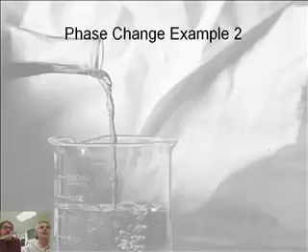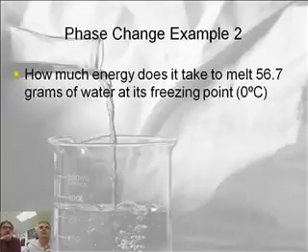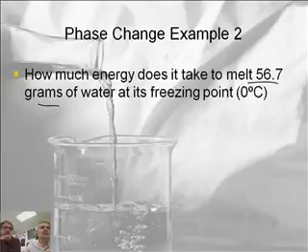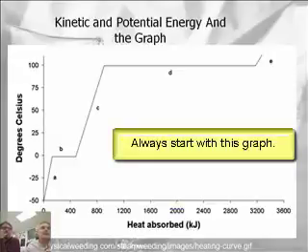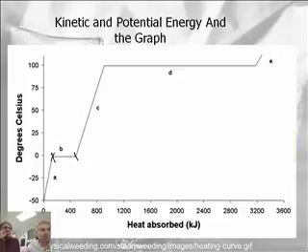All right, let's do example number 2. How much energy does it take to melt 56.7 grams of water at its freezing point? All right, let's look at the graph. If I'm at its freezing point, it's still water. I'm starting here, it's frozen ice, and I want to just melt it. So we don't have any temperature change.